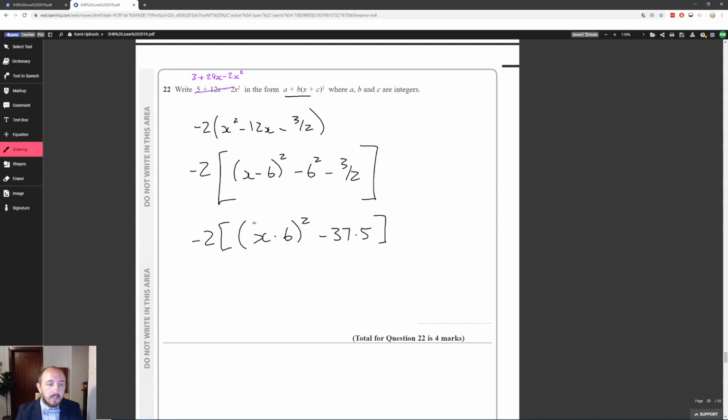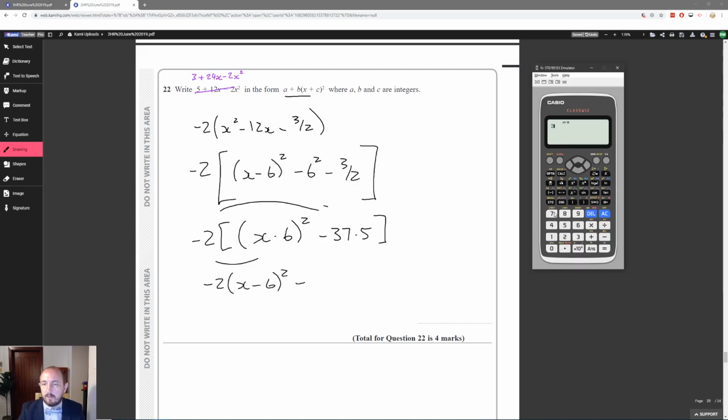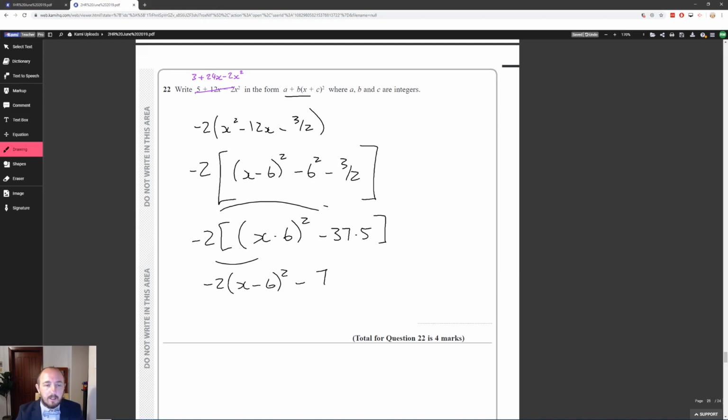So now I can multiply out this and then this, and I get minus 2 brackets x minus 6 squared minus 37.5 times 2 is 75, is it? 37.5 times 2 minus 75. It's going to be positive 75 actually, minus 2 times minus that. So in this form where we've got the constant first, we would have 75, and then the number in front of the brackets would be minus 2, x minus 6 squared.